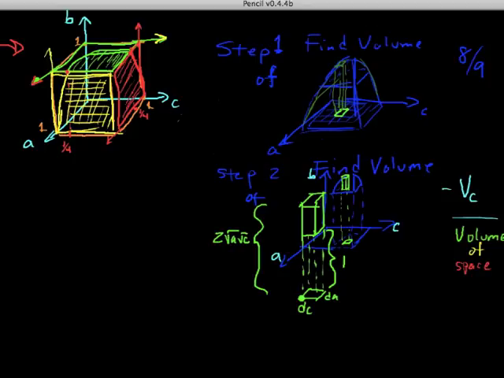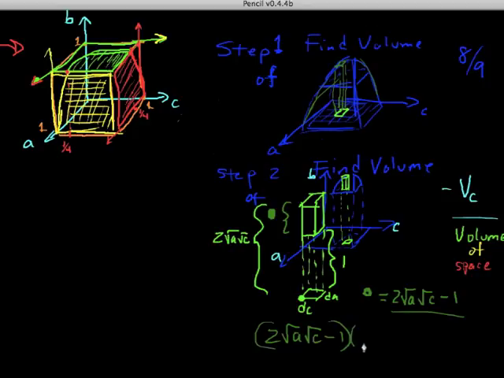So that means from here to here, what's this length? That distance right there is going to be 2 root A root C minus 1. Okay, so now we can find the volume of this in terms of dA, dC, and the height. It's going to be 2 root A root C minus 1 times dA dC.